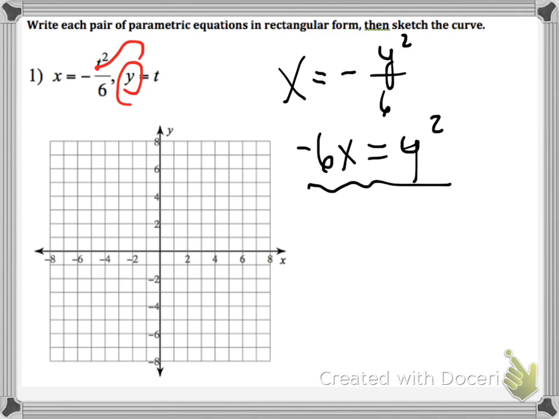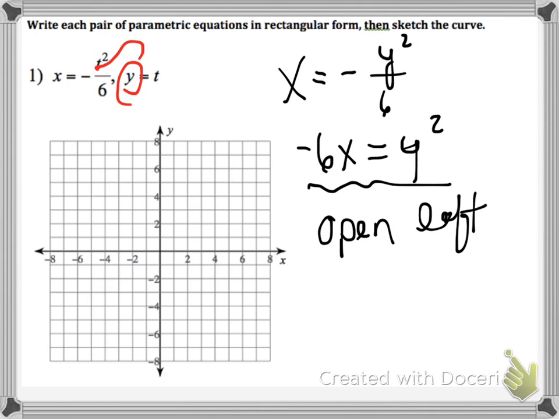But a couple of things I want to call attention to. This is x equals a squared y, so that means this parabola is going to either open left or right. And because our number 6 is negative, it's going to open left. And again, I'm just reminding us of what parabolas look like when we first graph them.